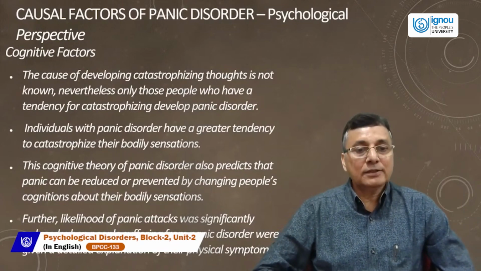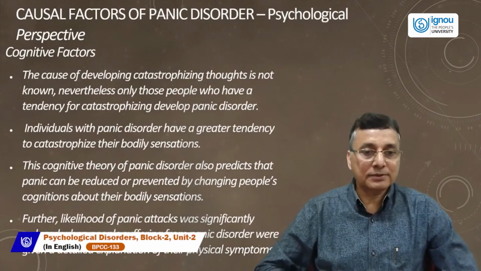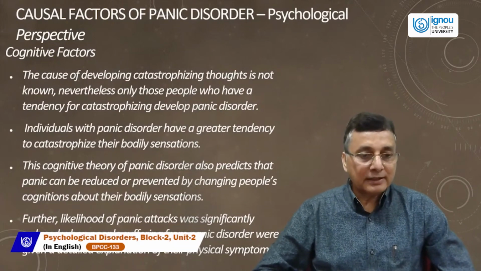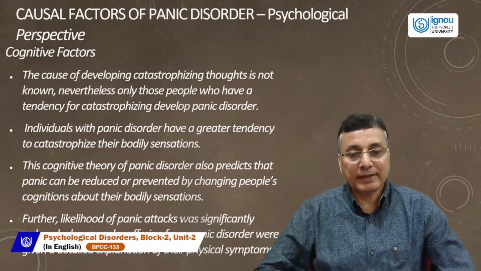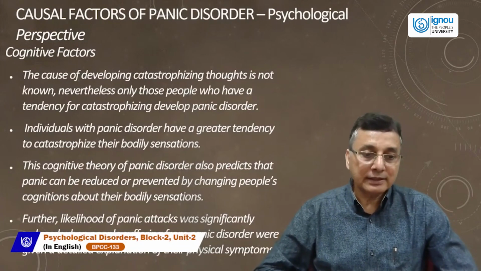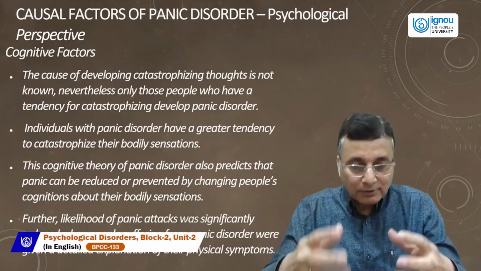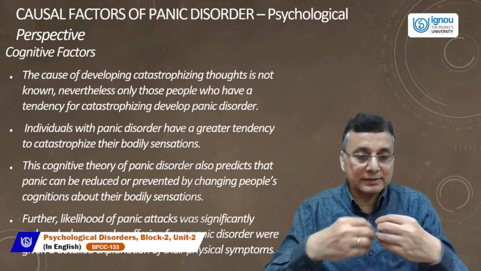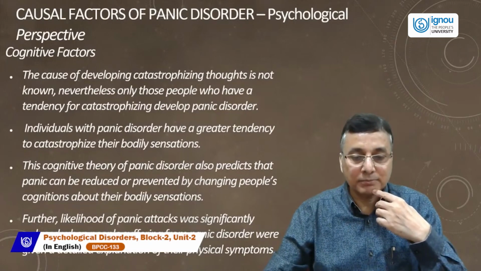This cognitive theory of panic disorder also predicts that panic can be reduced or prevented by changing people's cognitions about their bodily sensations. The likelihood of panic attacks was significantly reduced when people suffering from panic disorder were given a detailed explanation of their physical symptoms. So the medical model should explain how these symptoms, like having pain, don't relate to this or that, and it should be explained clearly to the patient.